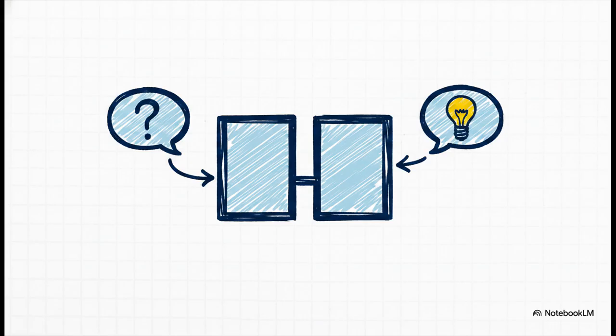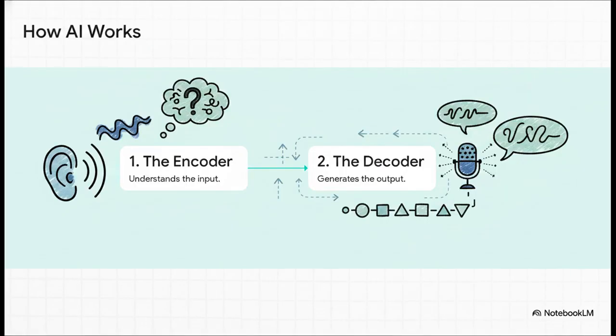Well, the solution that really unlocked all of modern AI is this: a surprisingly elegant two-part design. Think of it as a blueprint for how a machine can first understand something, like a question you ask it in English, and then generate a totally new output, like a perfect answer in French. So how does that actually work? Just imagine an expert human translator.